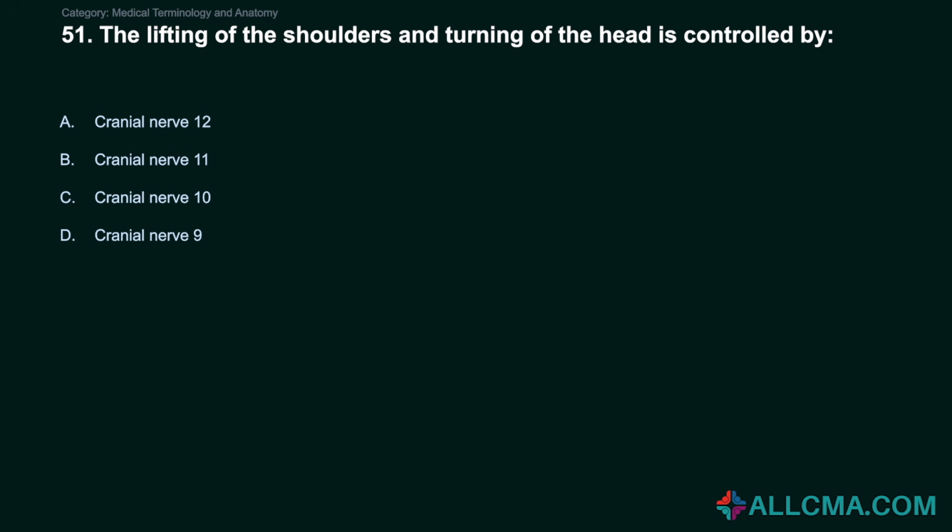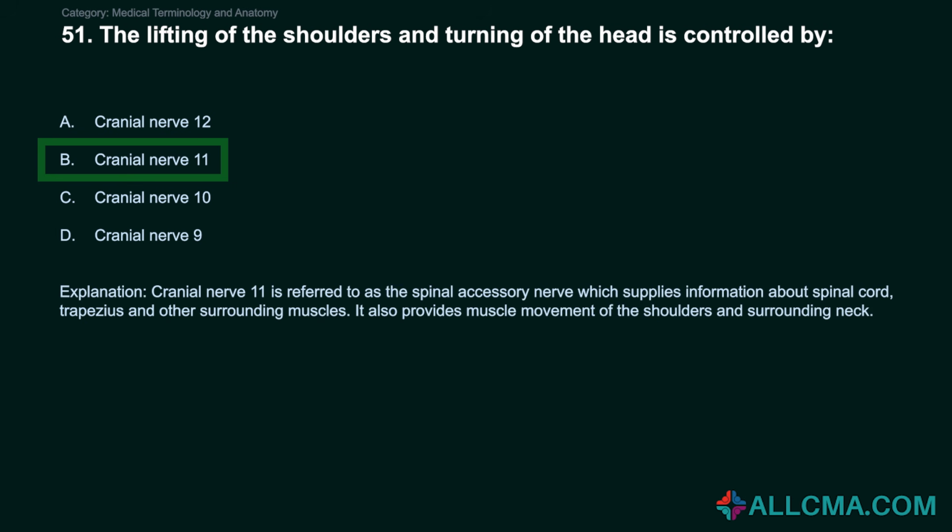51. The lifting of the shoulders and turning of the head is controlled by: A. Cranial nerve 12. B. Cranial nerve 11. C. Cranial nerve 10. D. Cranial nerve 9. Correct answer, B. Cranial nerve 11 is referred to as the spinal accessory nerve, which supplies information about spinal cord, trapezius and other surrounding muscles. It also provides muscle movement of the shoulders and surrounding neck.